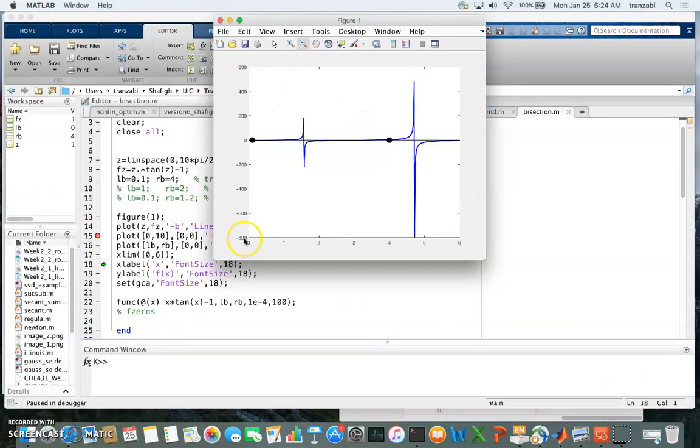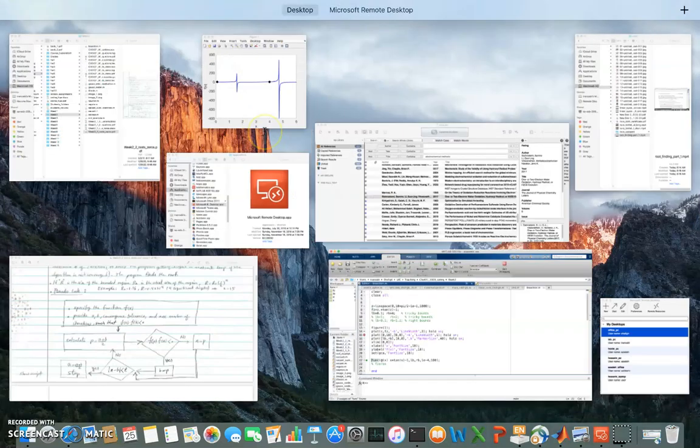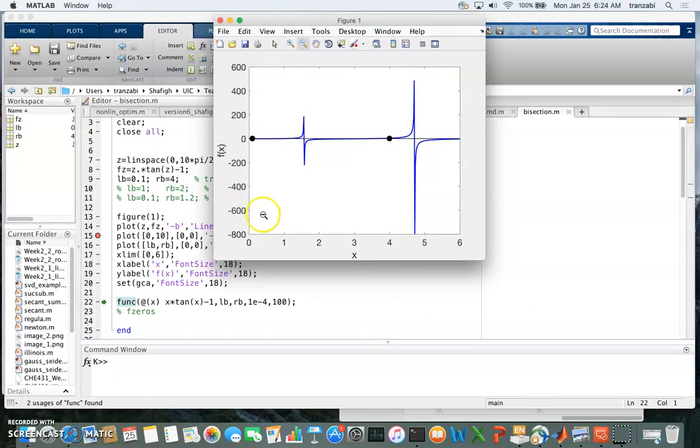So here it is, from 0 to 6, I limited my x. I'm going to put x label, y label, and I'm going to set all the font size to 18. So let's go 3 lines down, and there you go. So font size is 18, x label, y label. It's much clearer now.